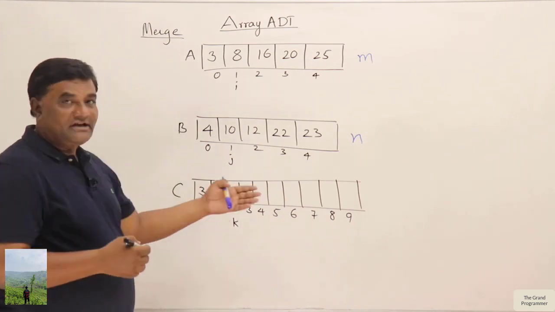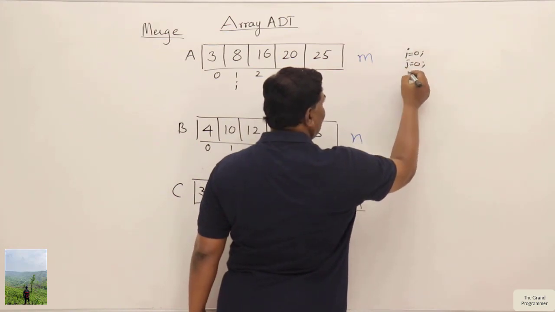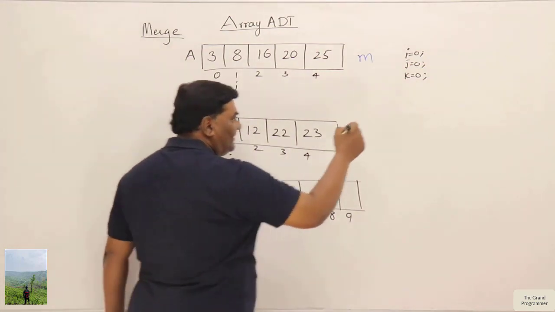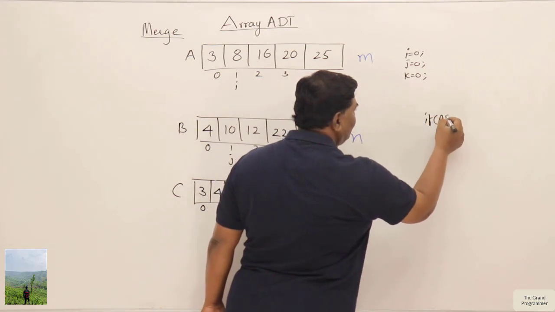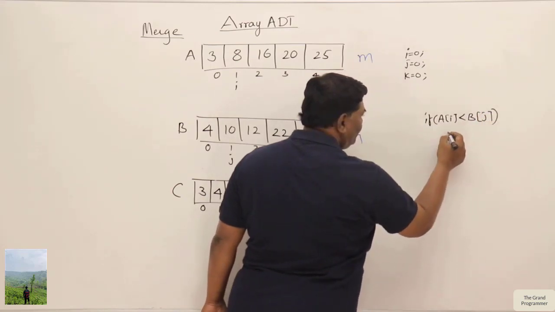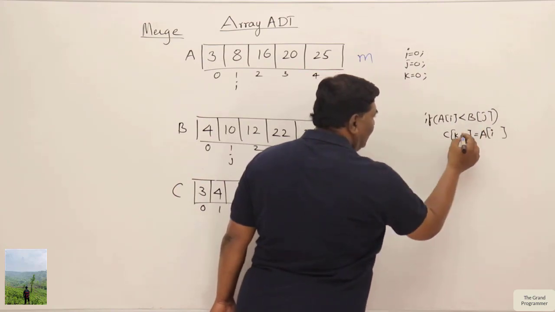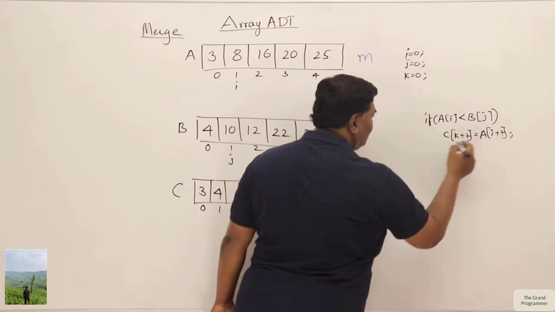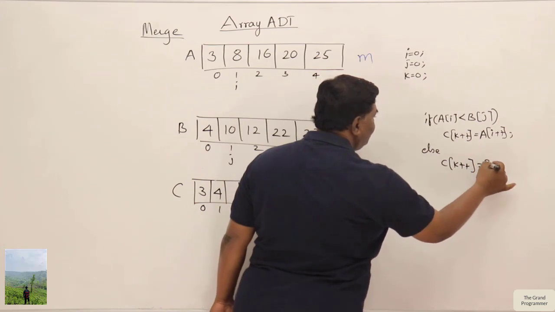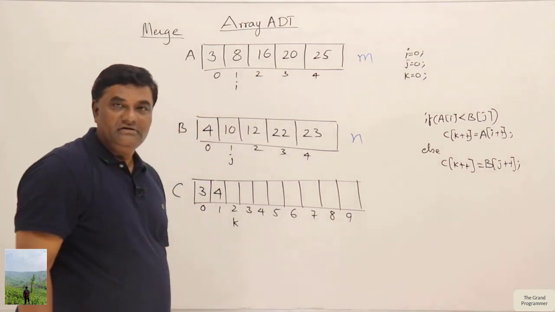So what we are doing here, I will write down a pseudocode for that. Initially i is equal to 0, j is also 0 and k is also 0. That was the initial step. Then we compare: if A of i is smaller than B of j, then in C of k we copy A of i, and we increment k as well as i. Otherwise, in C of k++, we copy B of j++. This is what we are doing.